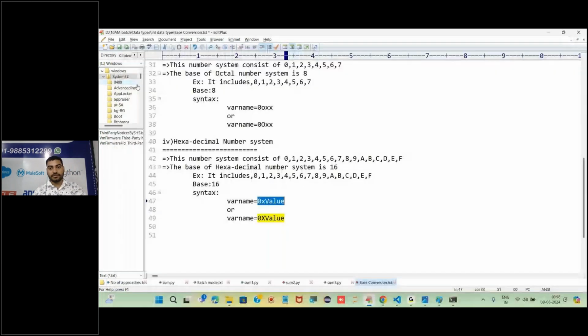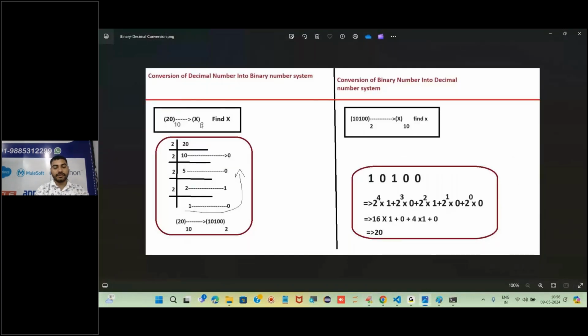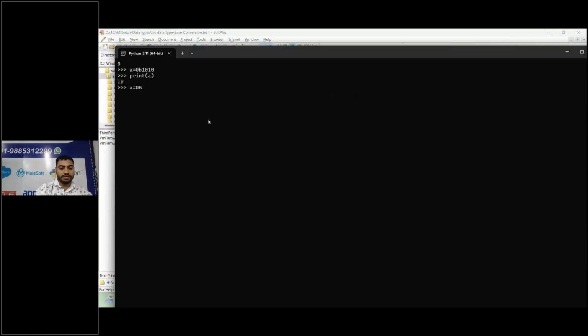Similarly, if I go for a is equal to 0b, or 0 capital B, let me take the example of binary. I'll take 20. So 20 is what? 10100. Let's go for this 10100. Print. What are we getting? 20. Are we getting the same? Right?